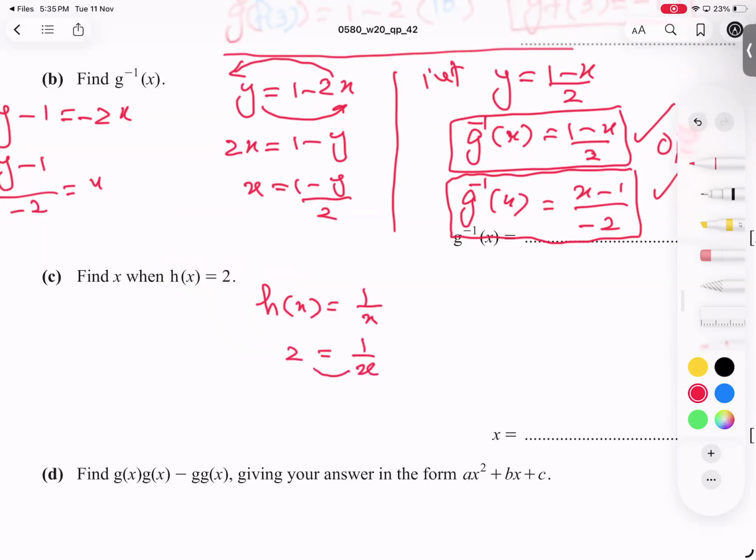Now this x, which is dividing, will multiply there. Now 2x is multiplying, so when this 2 goes to the other side, it will divide, and I got my answer. I hope it is clear.